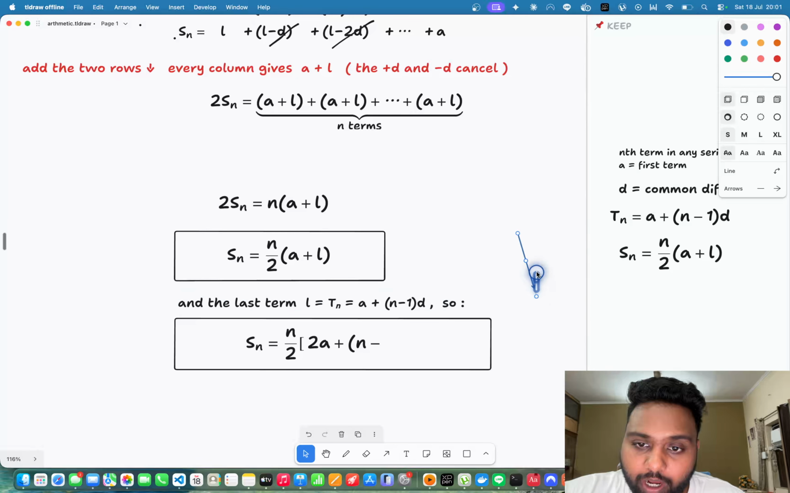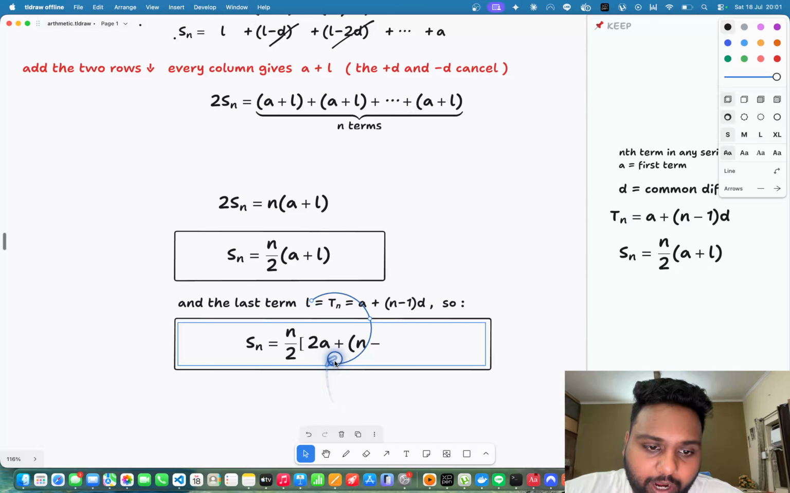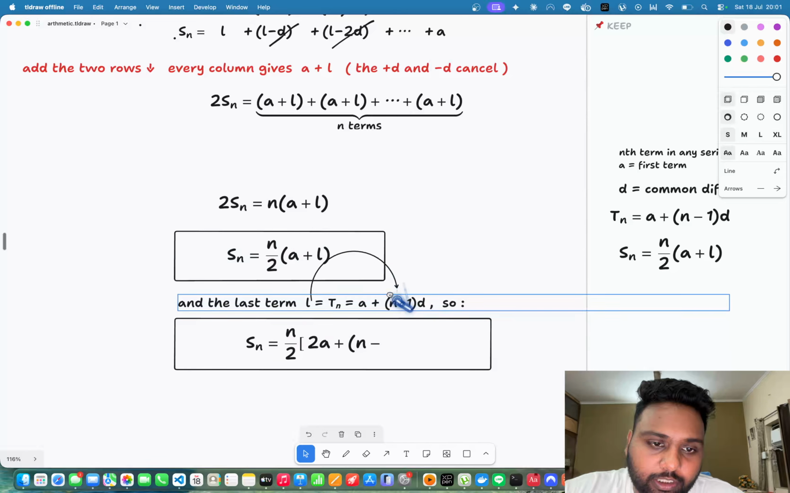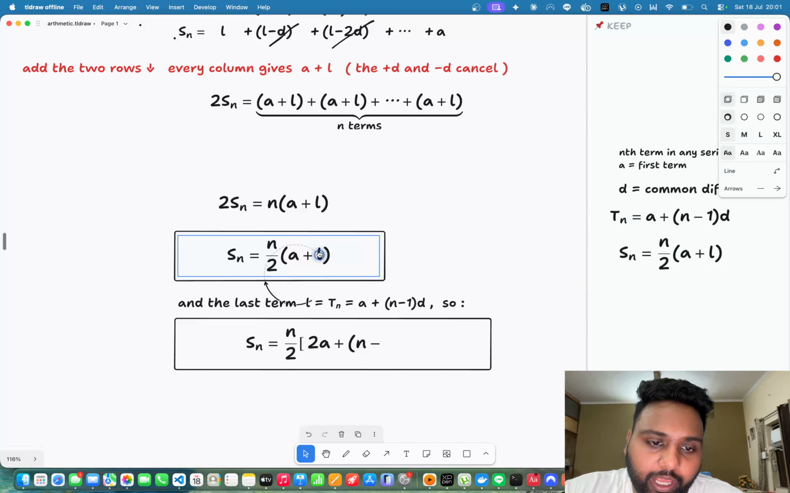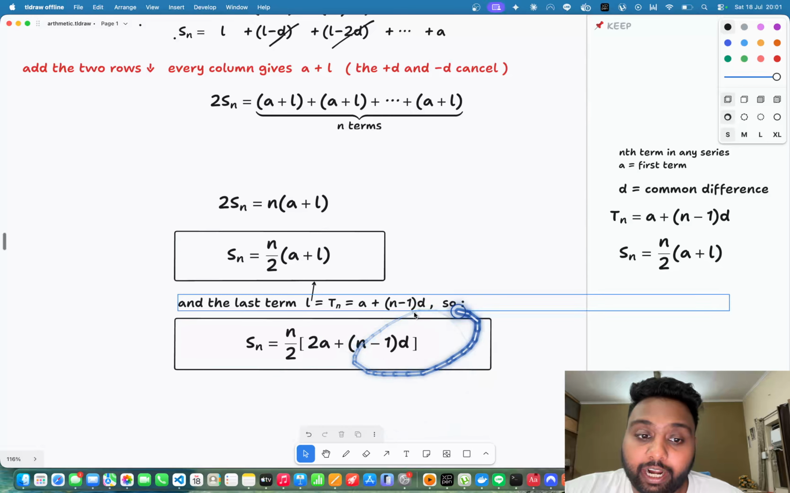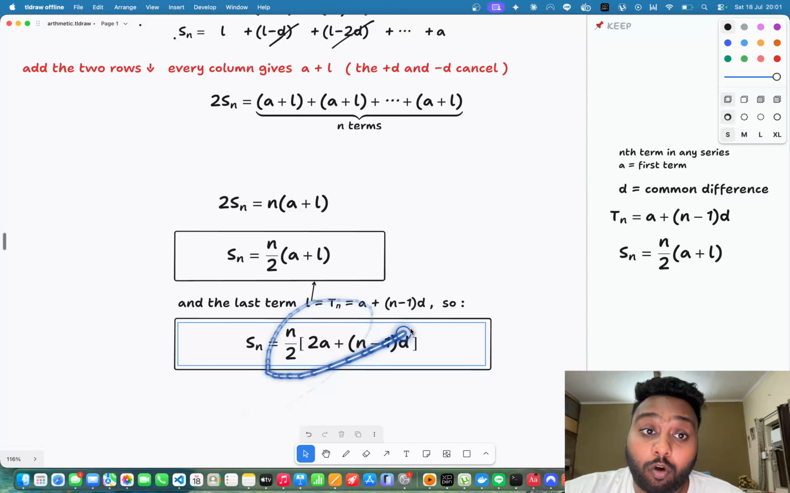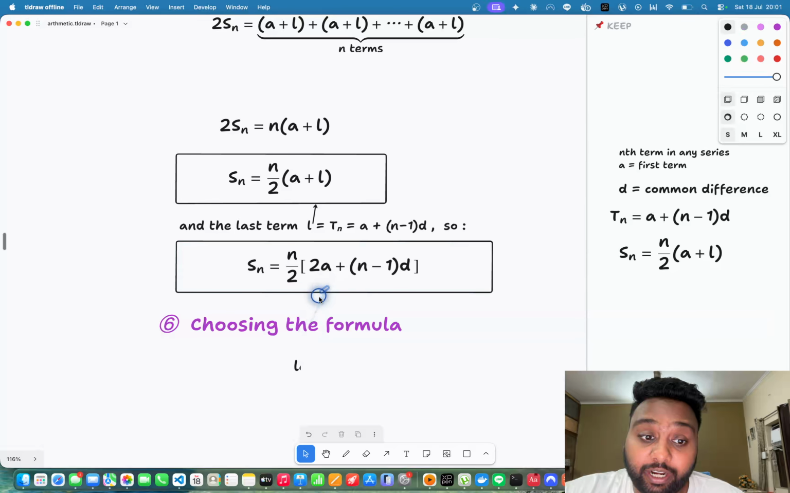and we substitute it back. So what we are essentially doing is taking this value of L and substituting it back into our formula for this. We are just substituting L here, into the same formula, and then we can get the summation of a series formula in terms of A and D.